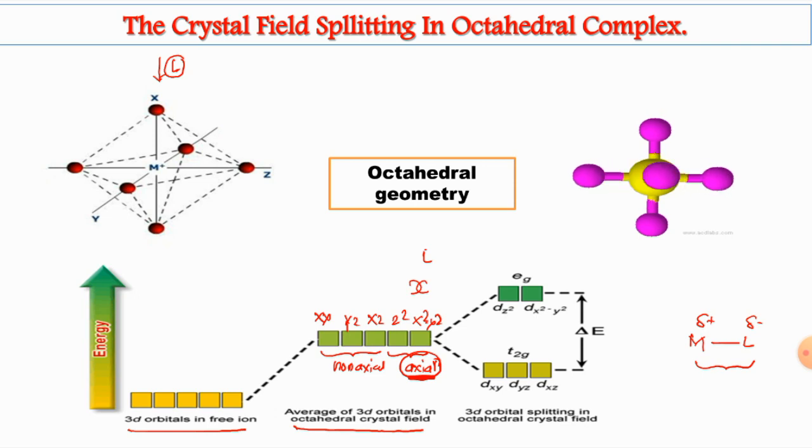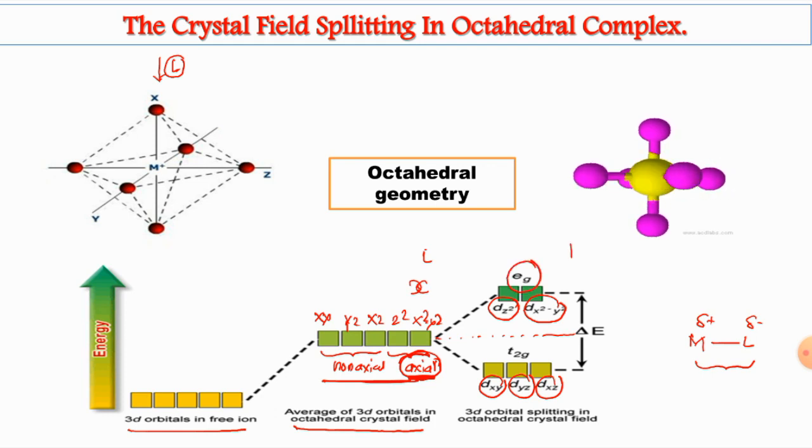Besides that, the axial orbitals of the metal undergo repulsion with the ligand, and that's why there are two sets of orbitals. The dz square and dx square minus y square raise their energy, while dxy, yz and xz lower their energy for stabilization. The splitting of the degenerate orbitals into two different sets is called crystal field splitting.